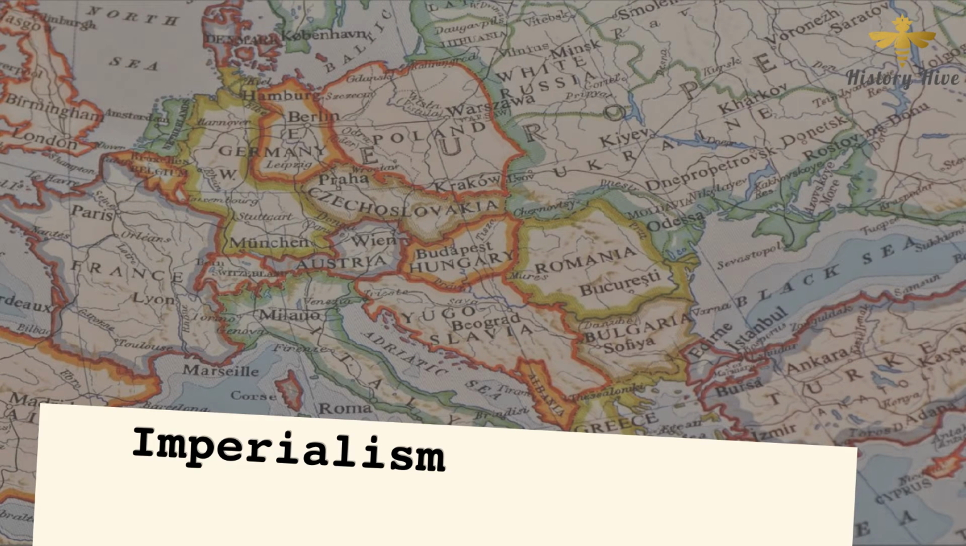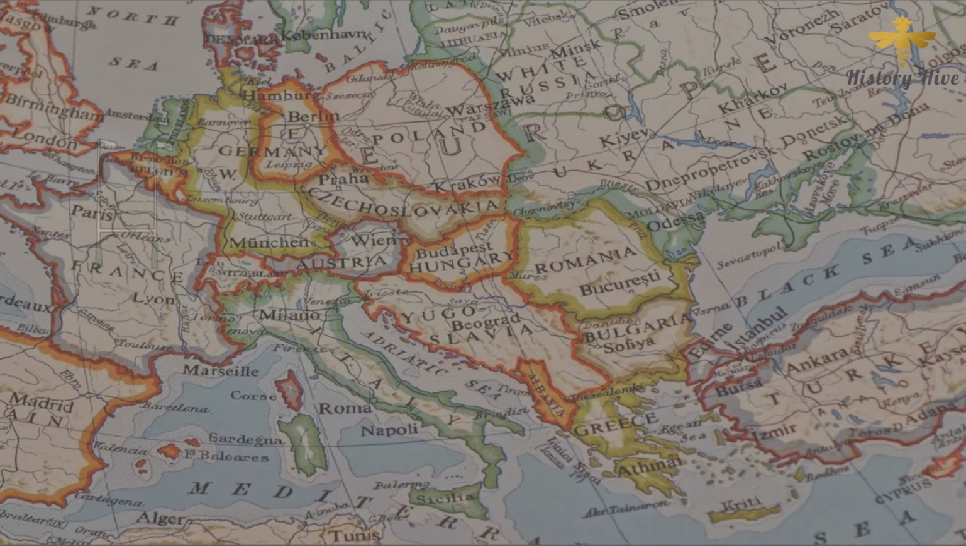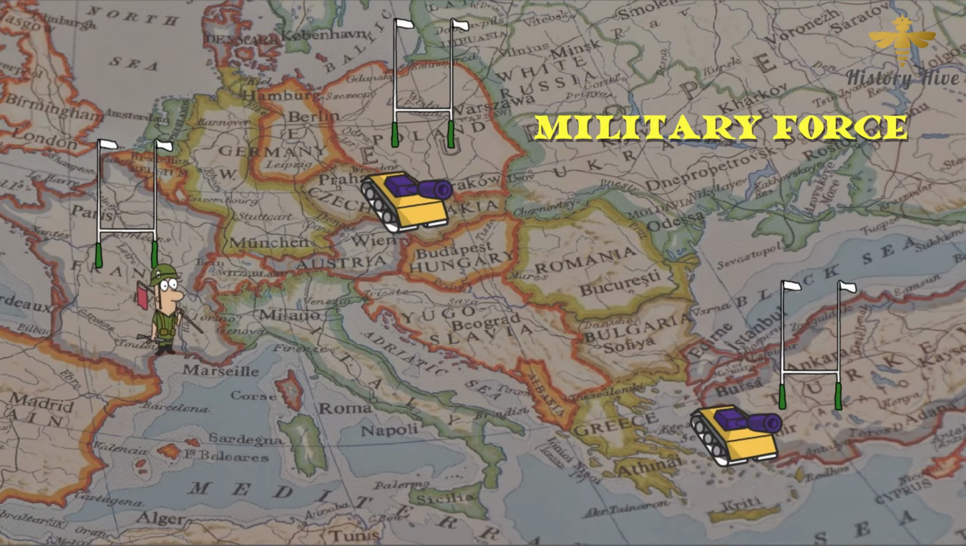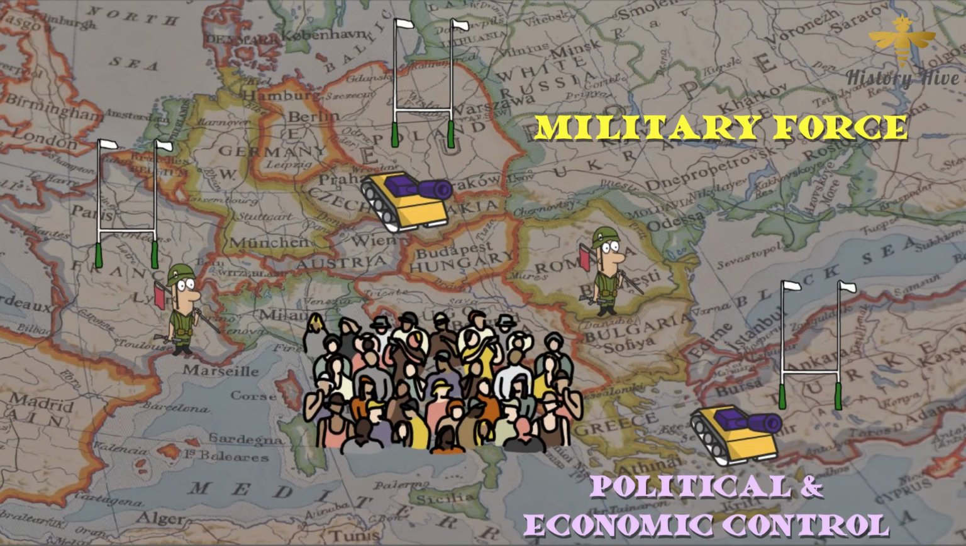Imperialism. So, what is imperialism? Imperialism is a policy where a country extends its power and influence over another country. And how does it do this? Most commonly through use of military force, or sometimes also by gaining political and economic control of other territories and people.